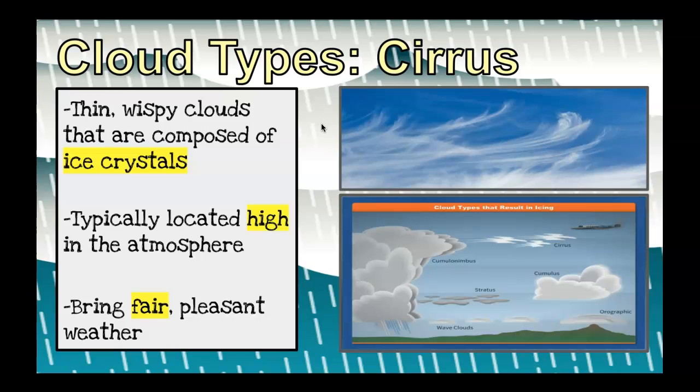So they're not made up of just water. They are made up of ice crystals, and this is because they're so high up in the air. A cirrus cloud is our high-level cloud, and it is so high up in the troposphere where it's so cold that when these clouds are formed, they're not formed by water. They're actually formed by ice crystals. Whenever you see cirrus clouds, this pretty much tells you that there's going to be fair, pleasant weather. These definitely do not indicate a storm or any type of threatening weather.